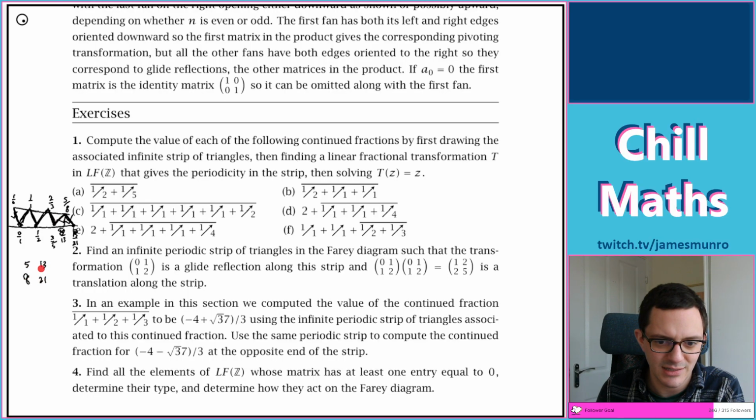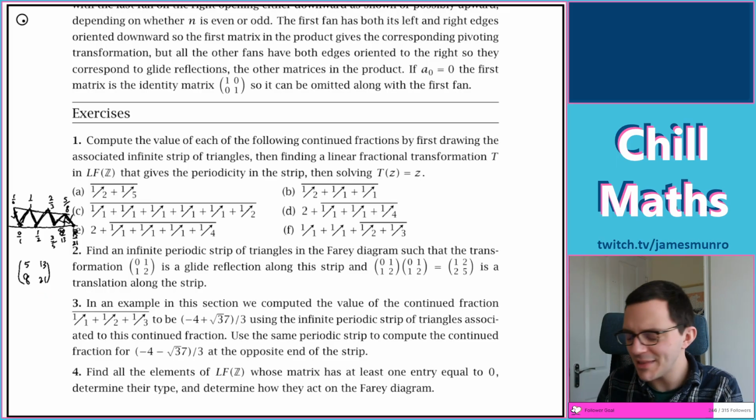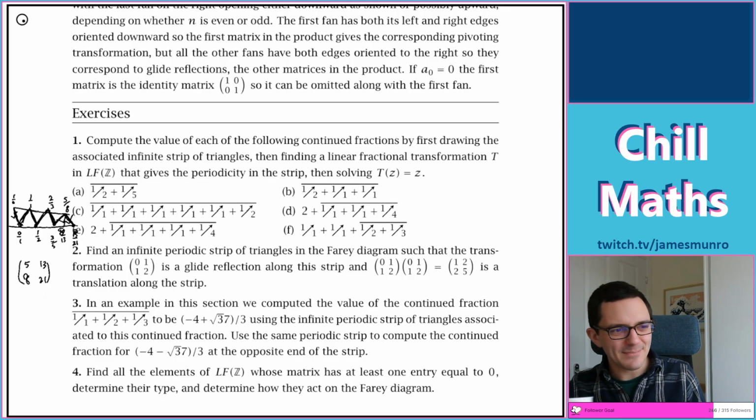105, 80, 24, 104. So determinant 1. That looks good. Orientation preserving. Find the fixed point. That's T. Find the fixed point. T of Z is Z. Should be good. Maybe that is nice. Maybe that is nice. I don't know.